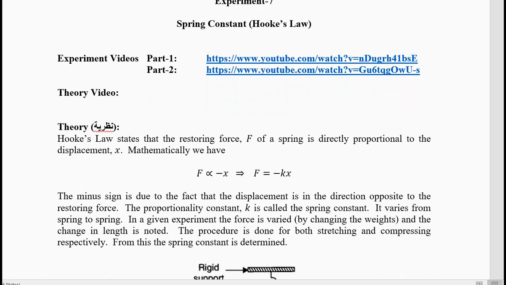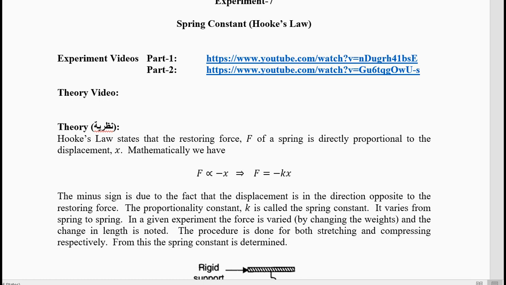Hooke's law states that the restoring force F of a spring is directly proportional to the displacement x. Mathematically, F is proportional to minus x, F equal to minus kx. F is the restoring force, x is the displacement. The minus sign comes from the direction: the direction of the restoring force is opposite to that of the displacement. And k is a spring constant, independent of x, and it varies from spring to spring.